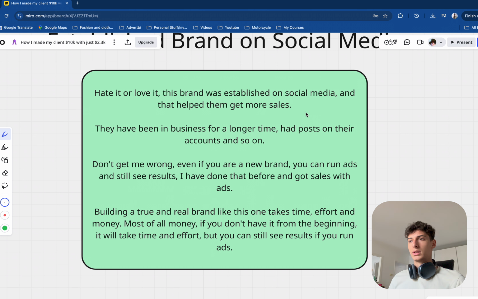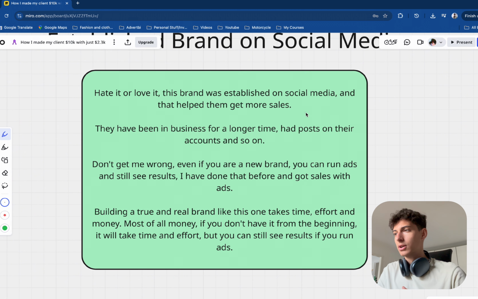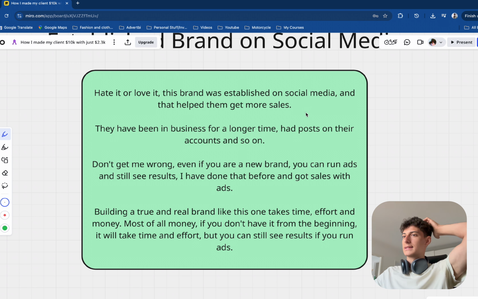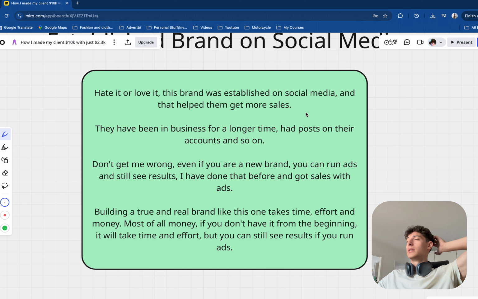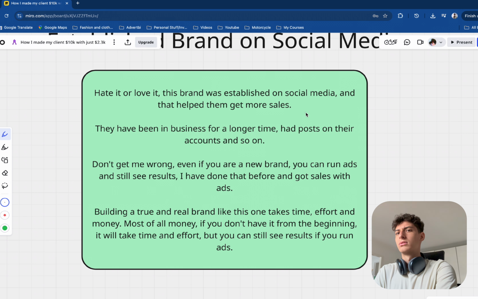Now, of course, building a true and real brand like this one takes time, effort, and money. Most of it is money. If you don't have it from the beginning, it will take time and effort, but you can still see results if you run ads. A case like this, I'm pretty sure they haven't been in business as long as them. They started the business not too long ago, I think 2 years max, maybe even shorter than that, and they're doing millions a month. But that's obviously because a lot of money was invested, and they actually built the whole brand up.